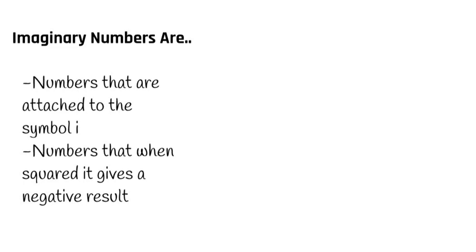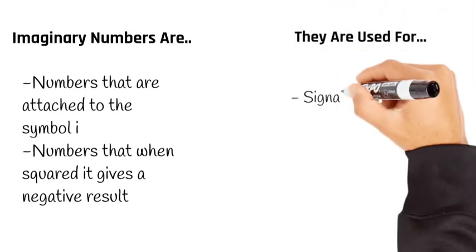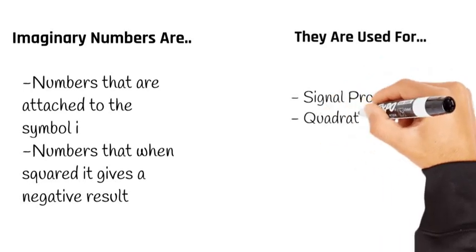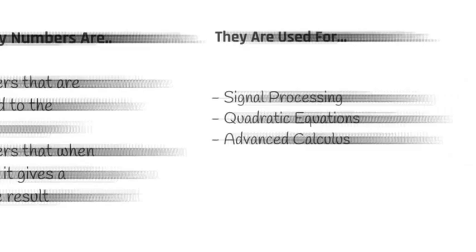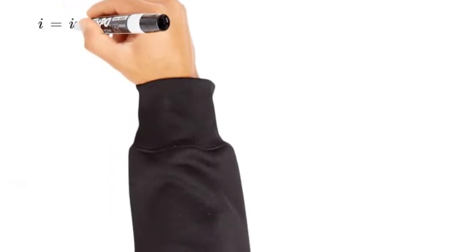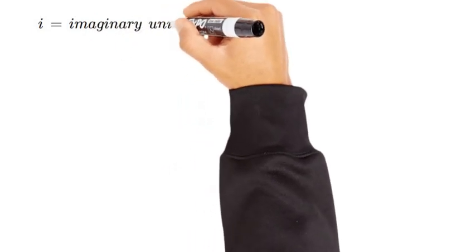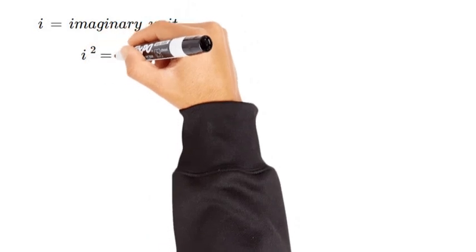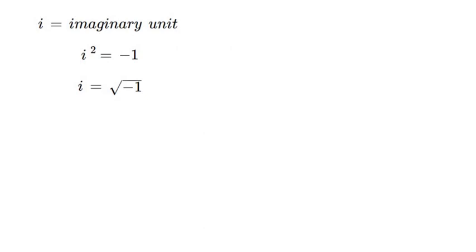So basically the mathematicians created the symbol i to be used for various things. A few examples it's used for are signal processing, so a lot of electrical things, as well as quadratic equations and advanced calculus. Now we know that the symbol i stands for imaginary unit. That's what that means. Now the principles created stated that i squared is equal to negative 1, and that i is equal to the square root of negative 1.